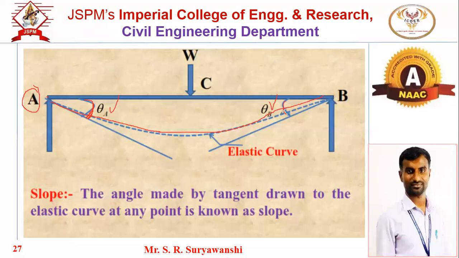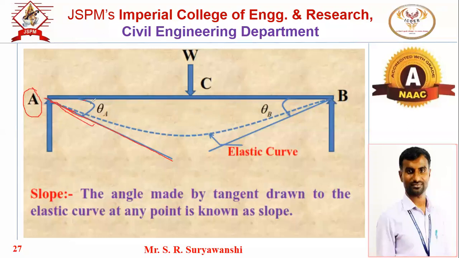So how to find out the slope? First draw the elastic curve due to the loading condition, then draw the tangent. Now this is the tangent. Where do we draw the tangent? At the point where we want the slope. Suppose we have to find the slope at A, then draw the tangent from point A on that elastic curve. This is the elastic curve.